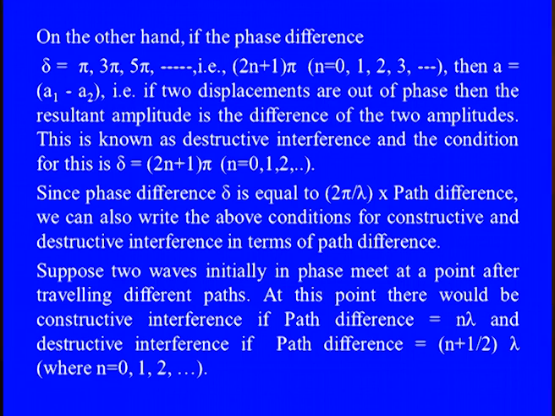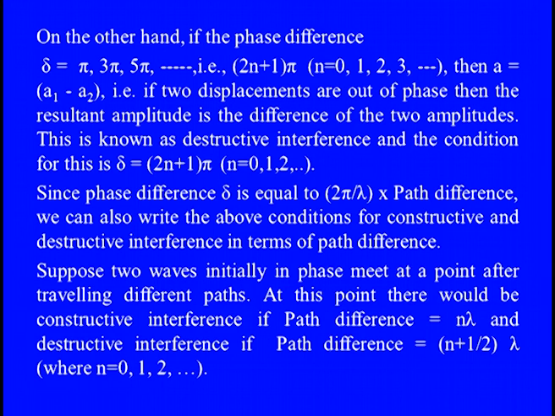On the other hand, if the phase difference delta is equal to pi, 3 pi, 5 pi, that is in general delta is equal to (2n plus 1) pi, where n is equal to 0, 1, 2, 3 etc., then A is equal to A1 minus A2. That is, if two displacements are out of phase, then the resultant amplitude is the difference of the two amplitudes. This is known as destructive interference, and the condition for this is delta equal to (2n plus 1) pi, where n is equal to 0, 1, 2, 3 etc.